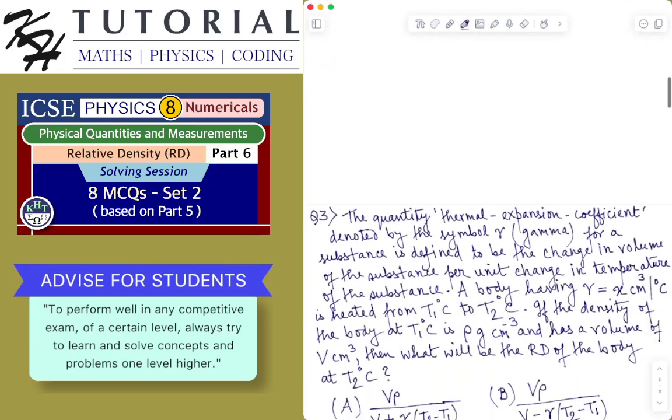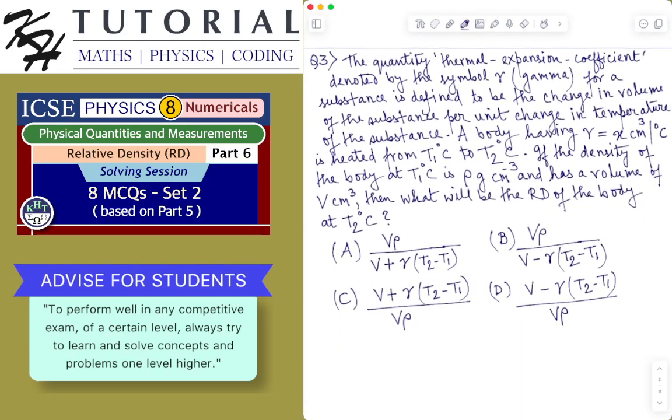Let's see the next problem. It says that the quantity thermal expansion coefficient, which is denoted by the symbol gamma, for a substance is defined to be the change in volume of the substance per unit change in temperature. So gamma for a substance is nothing but the change in its volume per unit change in temperature. Basically it is change in volume divided by change in temperature.